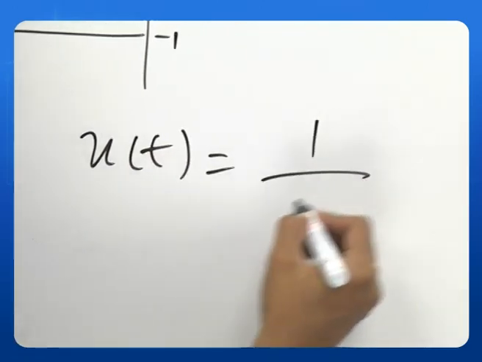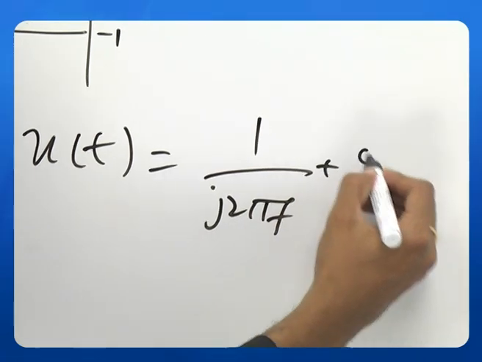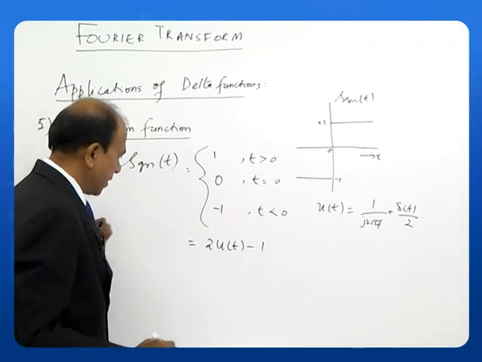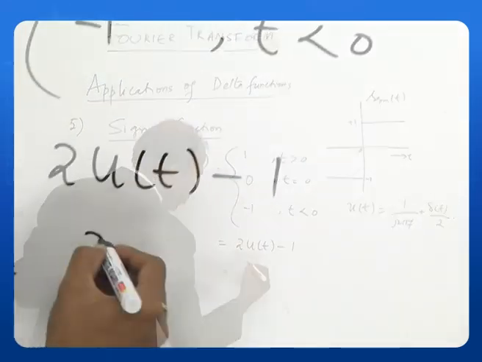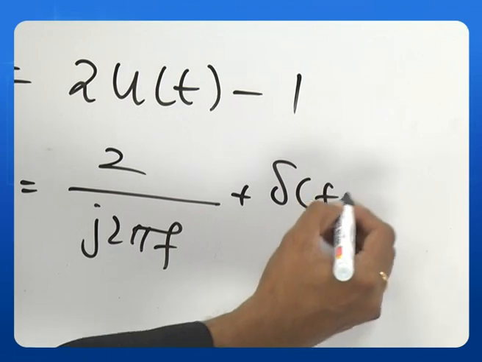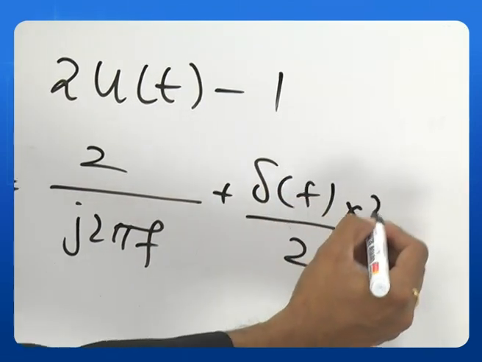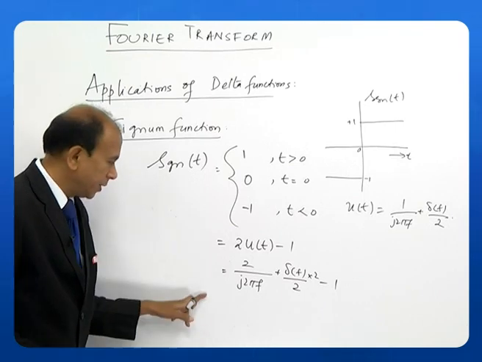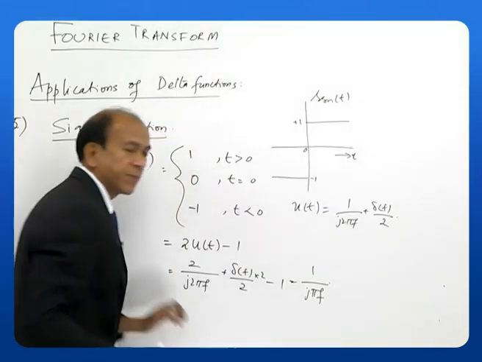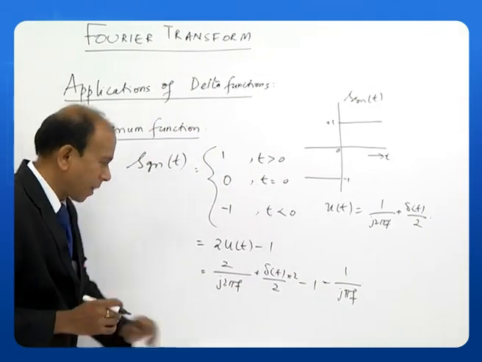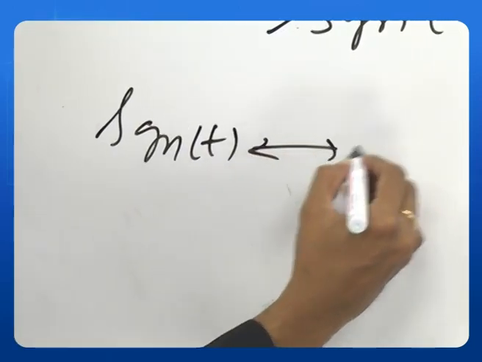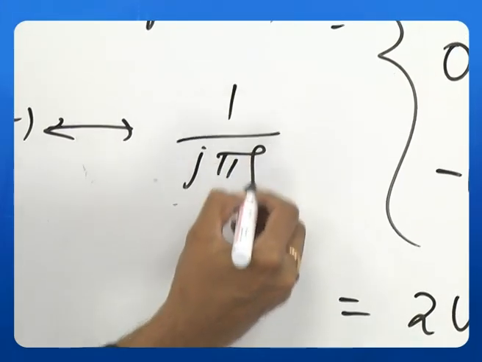This is the frequency, isn't it? 1 by j 2 pi f plus delta f by 2, is it not? So, let us bring that here. So, this will be equal to 2 by j 2 pi f plus delta f by 2 into 2 minus 1. So, this is equal to 1 by j pi f. That means, a signum of t will have a Fourier transform which is 1 by j pi f.